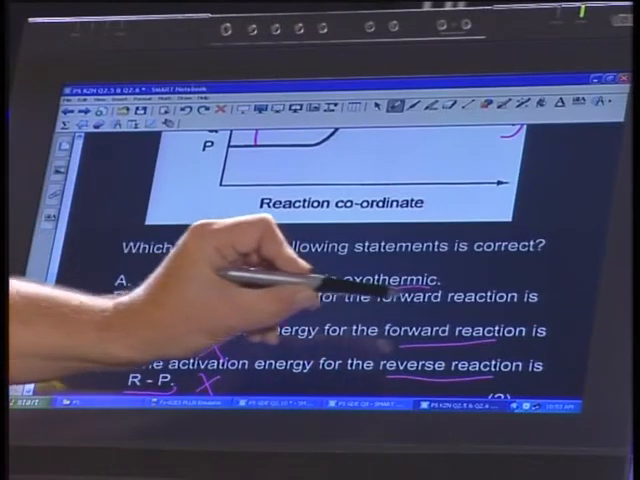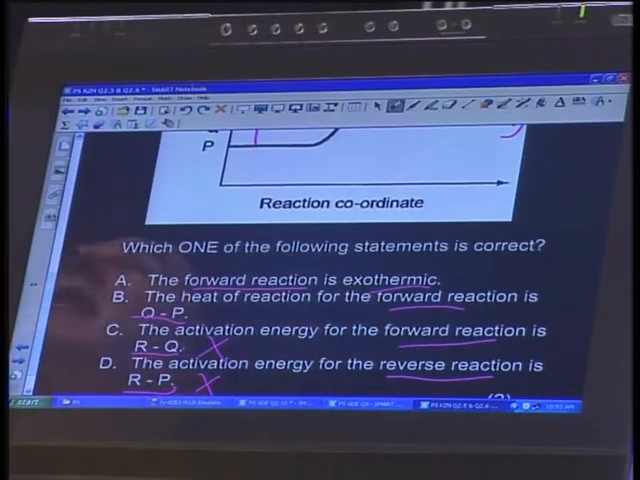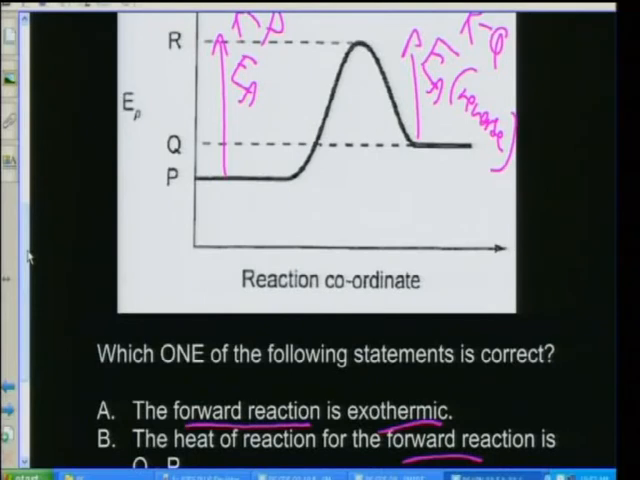The heat of reaction for the forward reaction. Now remember, delta H for the forward reaction or for the reverse reaction are the same magnitude. They're just different sign, but we'll have to look and see exactly what it's saying. So if we were looking for the delta H value for the forward reaction, we're going to say the product is going to be Q, that's where the energy is, minus P. So product minus initial.